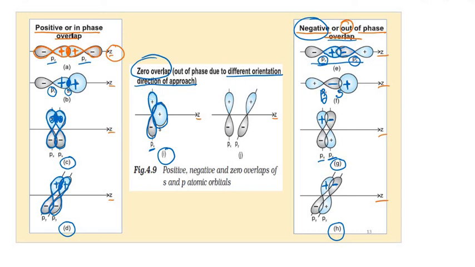And if you take another part, that is J here, we have one p orbital, that is a px orbital, and the other one is a py orbital. So the orientation is different and the direction of approach is different, which we call out of phase, and that leads to a zero overlap.